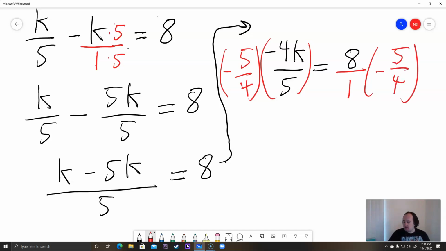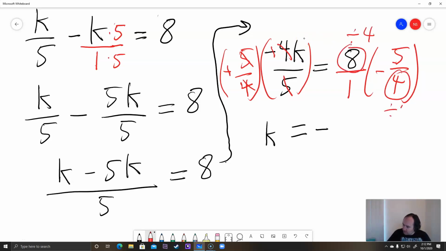So on the left side, the negatives cancel, the 4's cancel, and the 5's cancel. So we get k. And then on the right side, we have 1 minus, so we know that our answer is going to be negative. And then we can divide 8 and 4 by a common factor of 4. So we're going to divide the 8 and the 4 by 4.